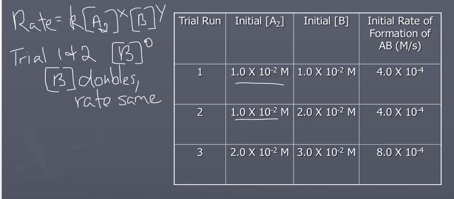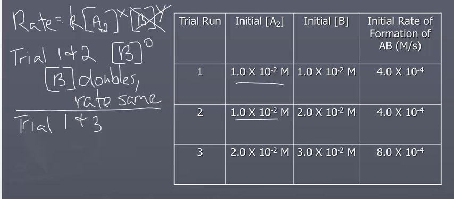The reaction rate has nothing to do with the concentration of B. It's 0 order with B. So I can essentially mark that off because B has no effect on the rate of reaction. So now let's look at a couple different trials. Let's look at trials 1 and 3 this time.